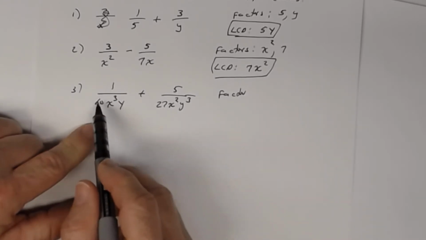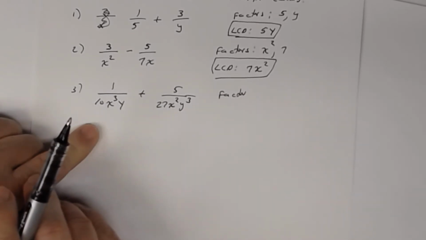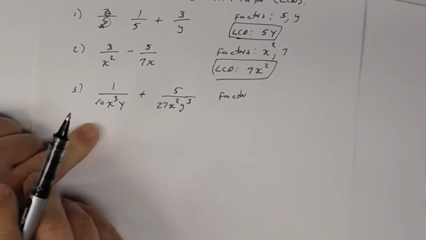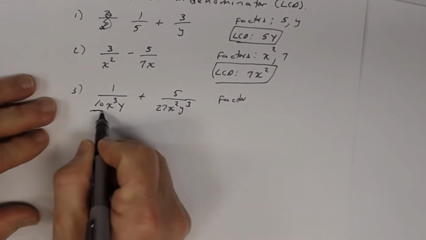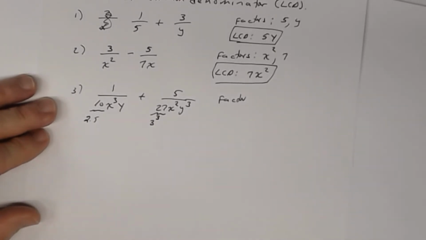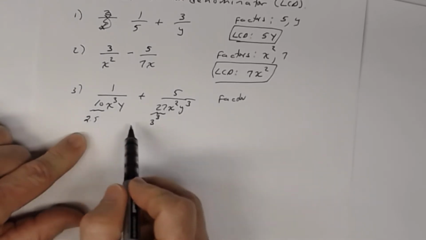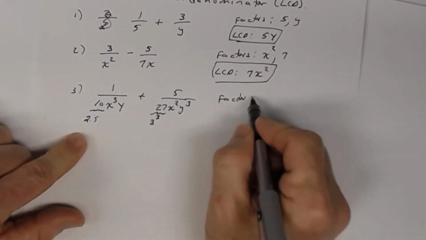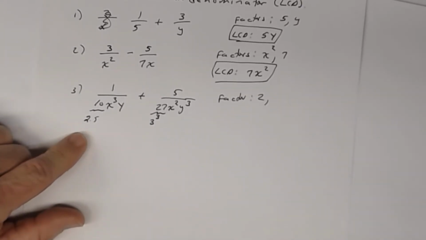If I want to, I can write 10 as 2 times 5, as a product of prime numbers, and then 27 would be 3 cubed, right? 3 times 3 times 3. So if you want to, you can do it that way. You can write 10 as 2 times 5, and 27 as 3 cubed. Okay? And so if I look at the different factors, I have a factor of 2 here. I don't have any here, right? So I've got to include that as one of my factors I'm going to have in my least common denominator.